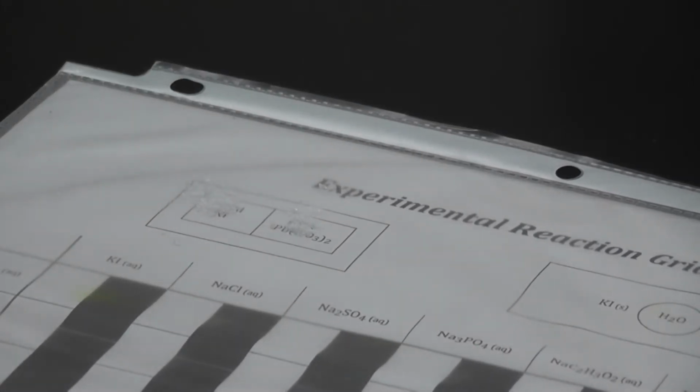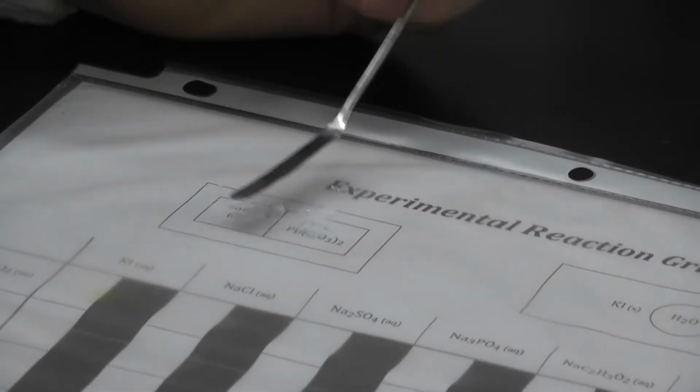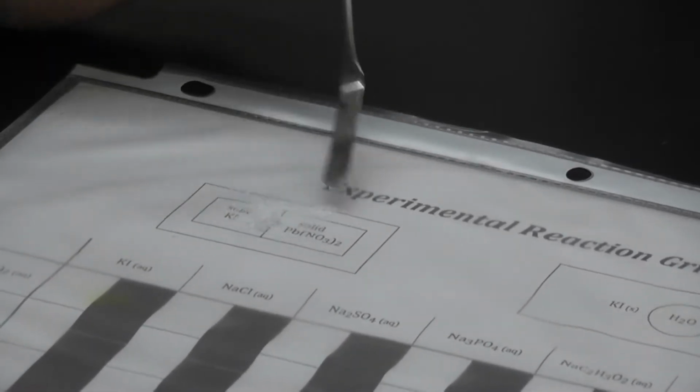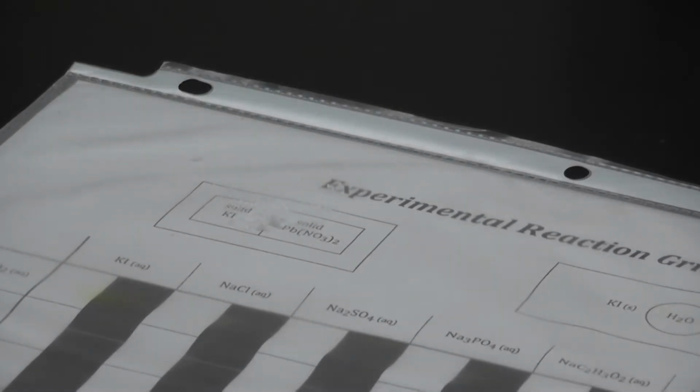Okay, so first we're going to mix them together dry, and you're going to observe what happens. So you push them together, mix them together. And here's where you observe what happens in your lab report.